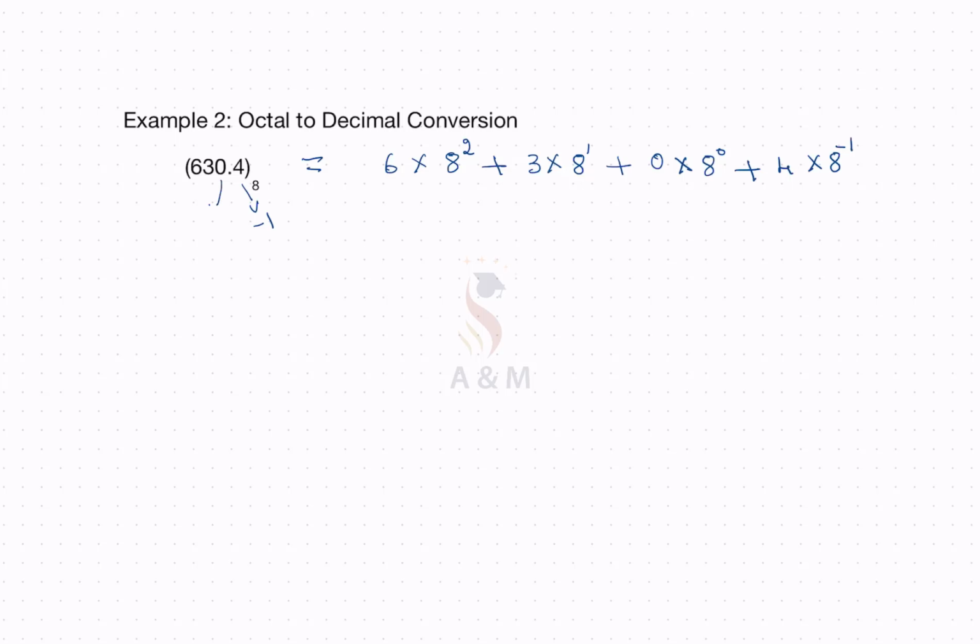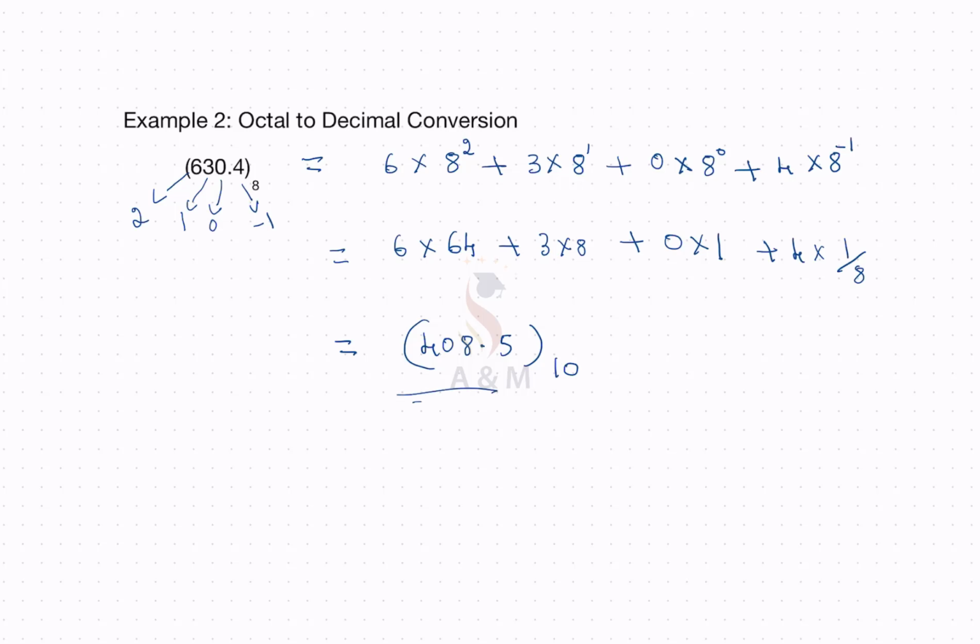0 represents 0th position. 3 represents the first position. 6 represents second position, which is equal to 6 into 64 plus 3 into 8 plus 0 into 1 plus 4 into 1 by 8, which is equal to 408.5 to the base 10, which is the answer.